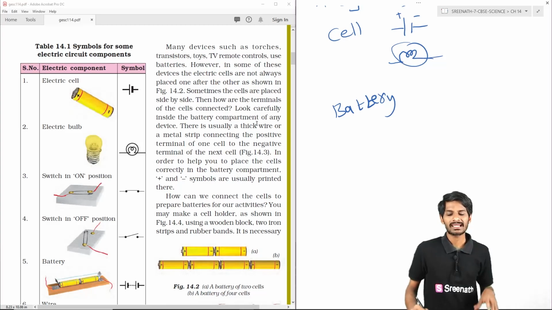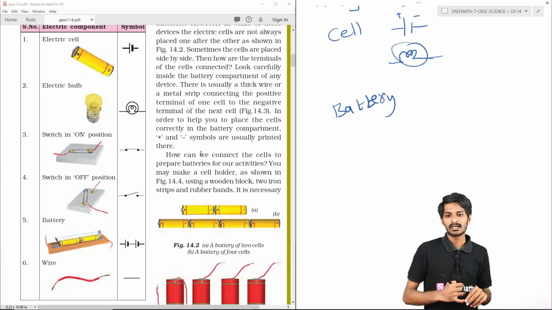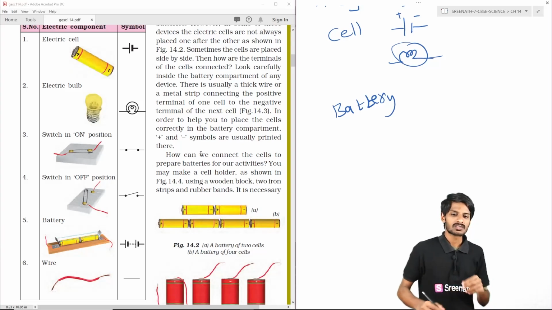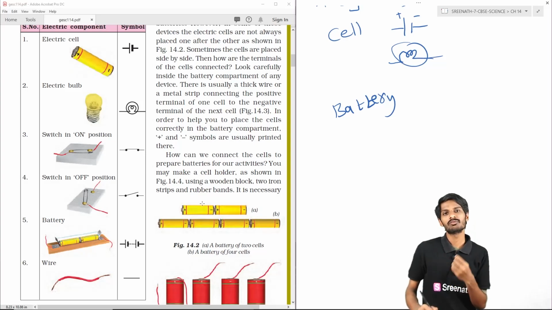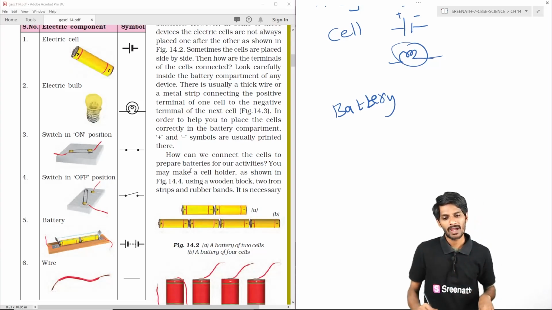So how are they connected? We are using more than one cell, but how are they connected? There is series connection and parallel connection, students. Most probably we use series connection only. So in the series connection, how will we connect one or more batteries?